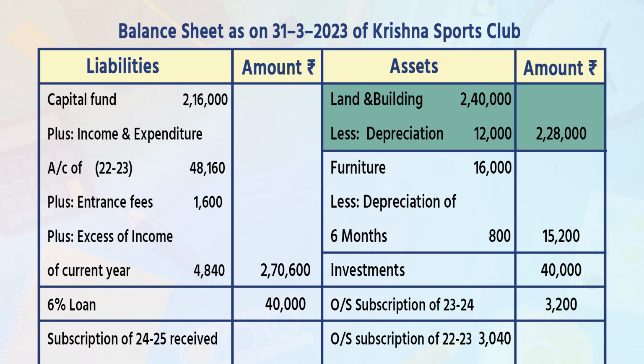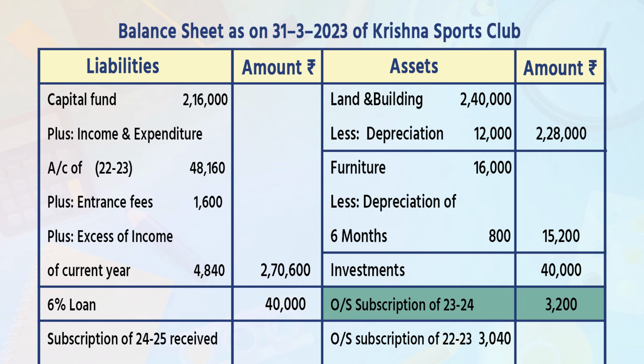First we have to write down land and building rupees 2,40,000 in the inner column. Then less depreciation, that is 12,000. So to the outer column 2,28,000. Next, similarly as we did in land and building, furniture 16,000. We have to depreciate the amount which is of 6 months, 800. 16,000 minus 800 and the amount comes 15,200. Next, investments, that is 40,000.